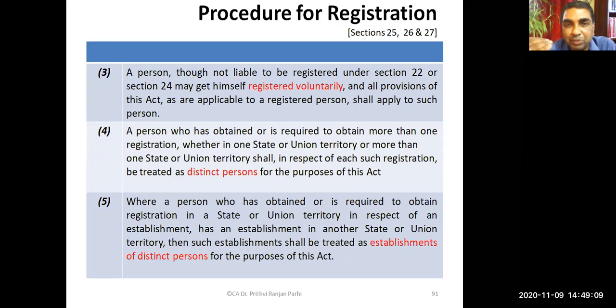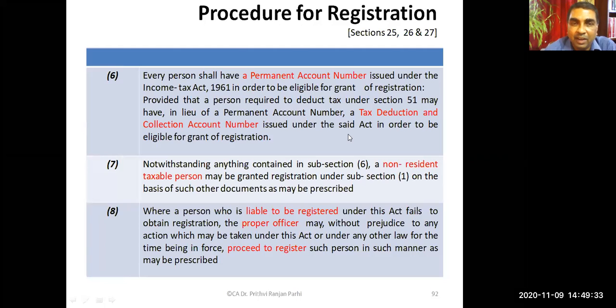And we also know the concept of voluntary registration. I need not read this particular subsection again. Anybody can apply for registration. We know the concept of distinct person. This particular subsection also I'm not reading again for you. You already know what is a distinct person, what is the process of voluntary registration, and how registration is PAN based. That also you know, right? So a permanent account number is required for getting a person registered.